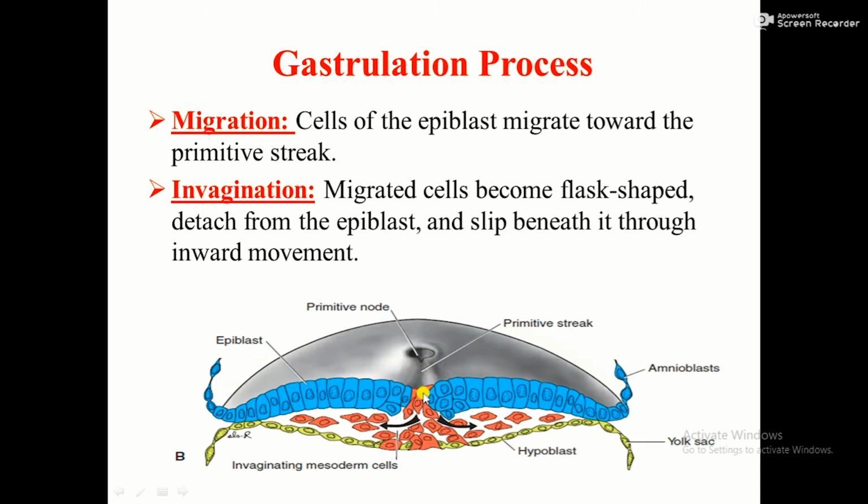So the next step that will happen is the invagination. These migrated epiblast cells will become flask-shaped. They will detach from the epiblast, and they will slip beneath it through inward movement.